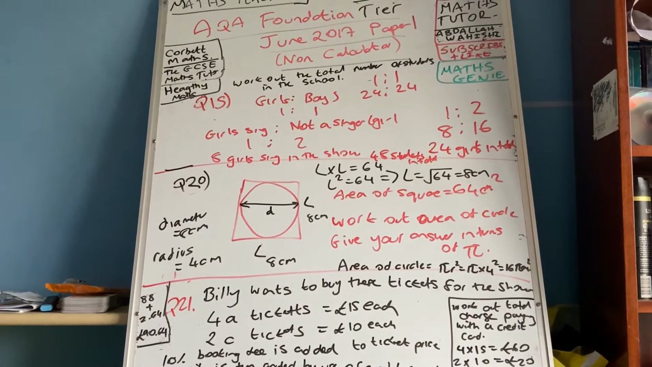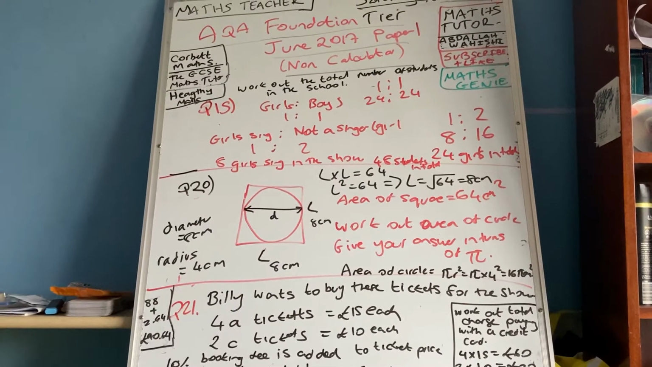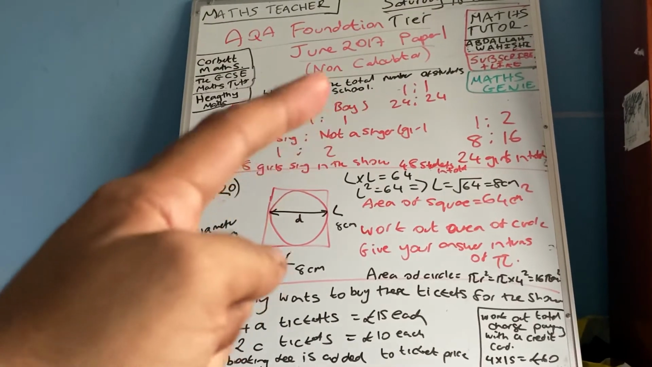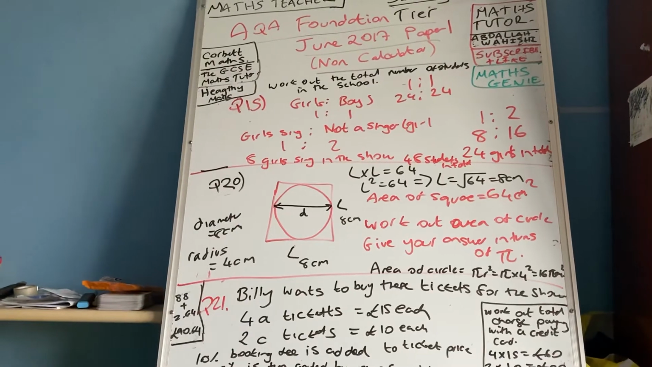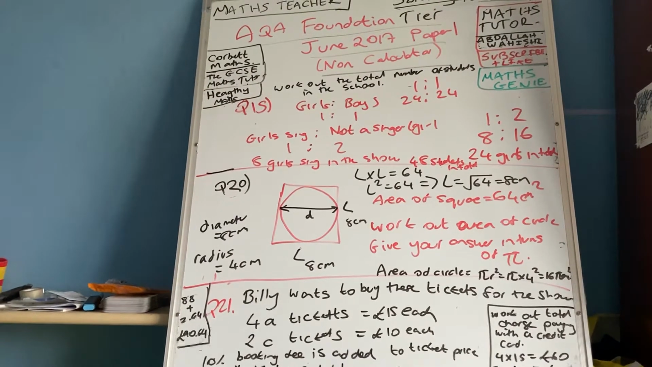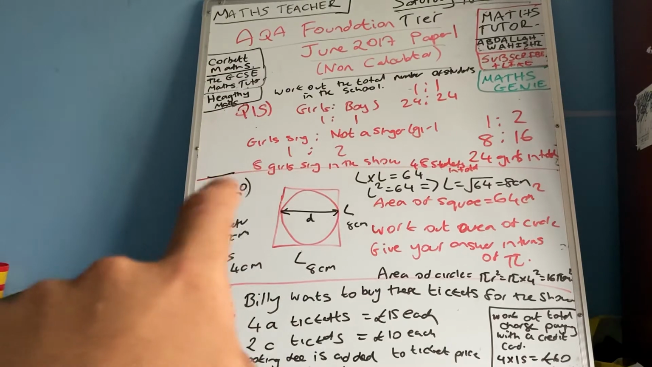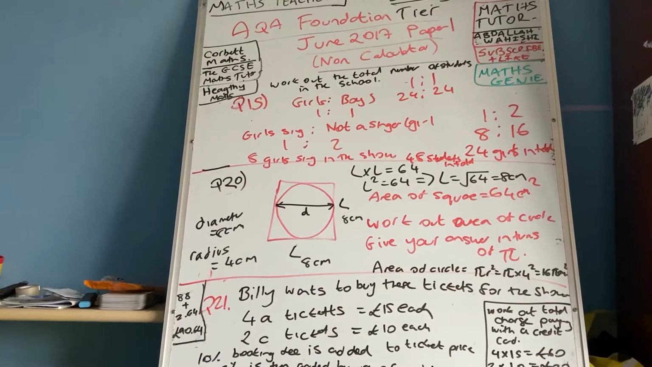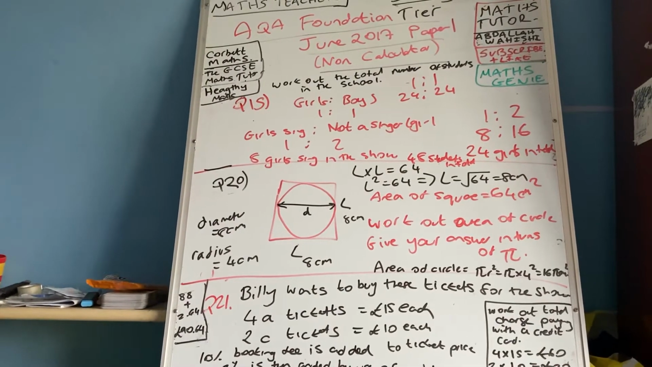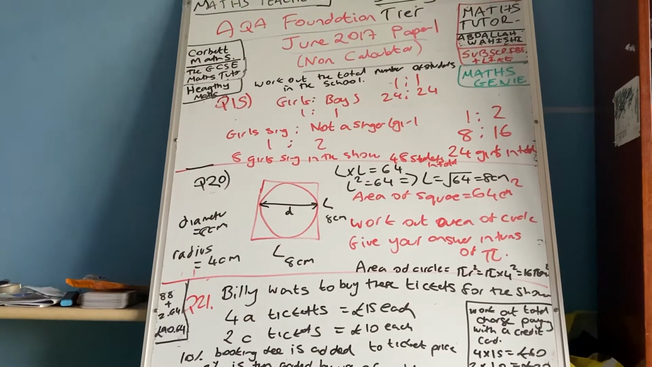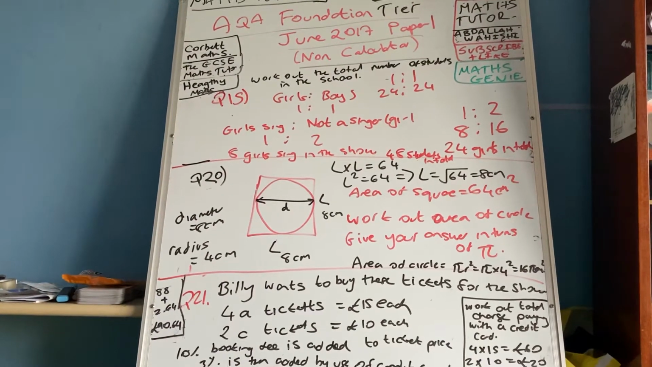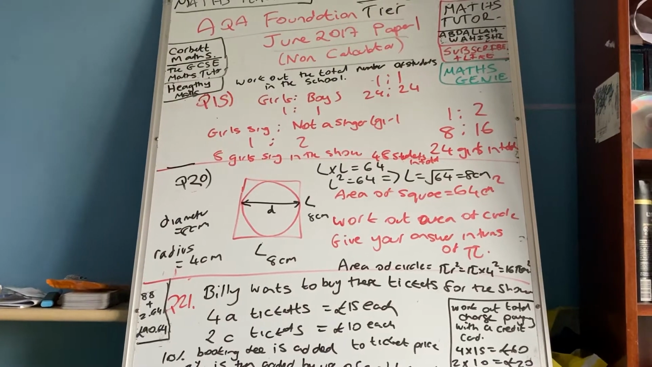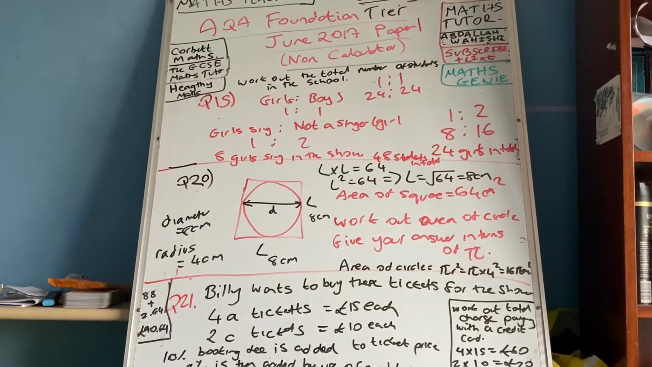Right, guys. Okay, so question 15 says that there are girls and boys in a school in a ratio of 1 to 1. The next sentence says that the ratio of the girls that can sing to the girls who can't sing is 1 to 2. So girls that sing and then not a singer that's a girl. Then it says 8 girls sing in the show. And the question asks, how many students are there altogether in the school? So that's question 15, guys.